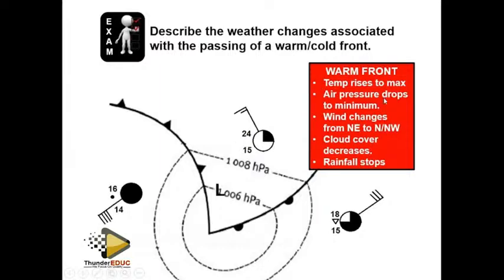So in the warm front, air pressure drops to the minimum. We mean air pressure, atmospheric pressure drops. Why is it dropping? It is dropping because within this sector, there is rising warm air. As warm air rises into the atmosphere, the ground or the surface is left with low pressure. That's why we say the pressure drops to the minimum.